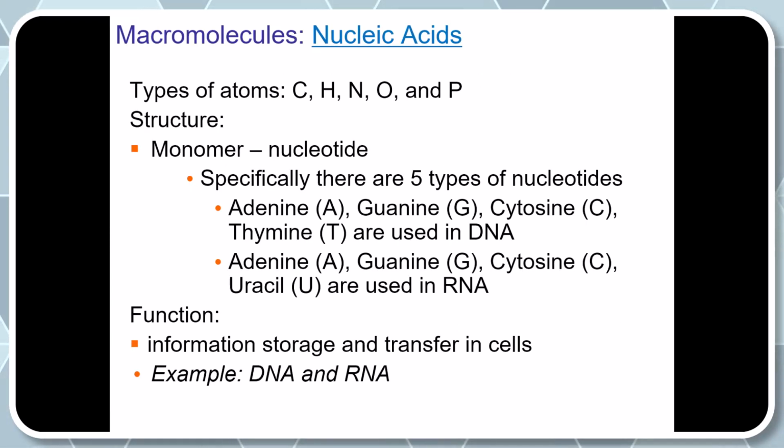So that brings us to nucleic acids. Nucleic acids are an organic molecule, so they have carbon and hydrogen. They also have nitrogen, oxygen, and phosphorus. The monomer of a nucleic acid is a nucleotide, and specifically there's 5 kinds of nucleotides. There's adenine, guanine, cytosine, and thymine in DNA, and then RNA has adenine, guanine, and cytosine still, but it has uracil instead of thymine. So nucleic acids are important for storage and transfer of information in cells.